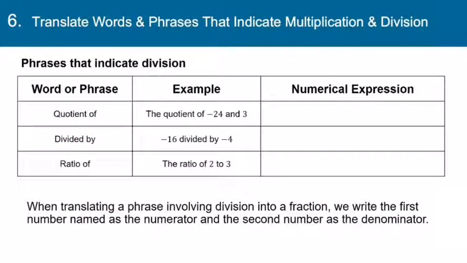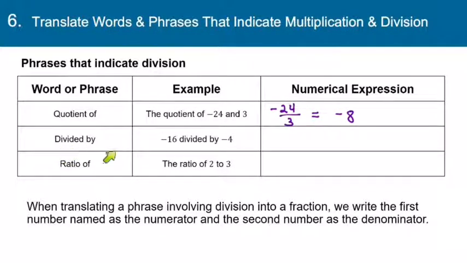Now let's look at a few phrases that indicate division. We know that a quotient is a division. You also will see "divided by" sometimes or "ratio of." So the quotient of negative 24 and 3 would be written negative 24 divided by 3. Of course, when you simplify that, that would be negative 8. 24 divided by 3 is 8.